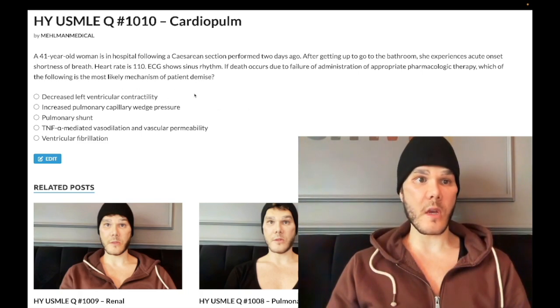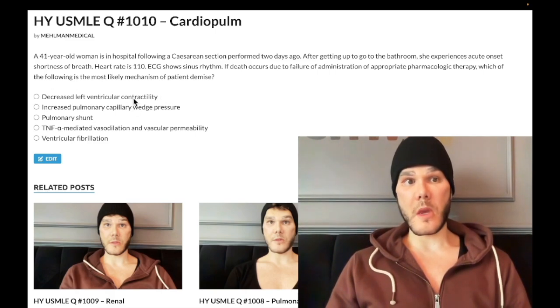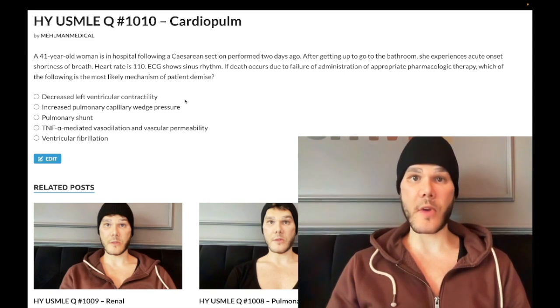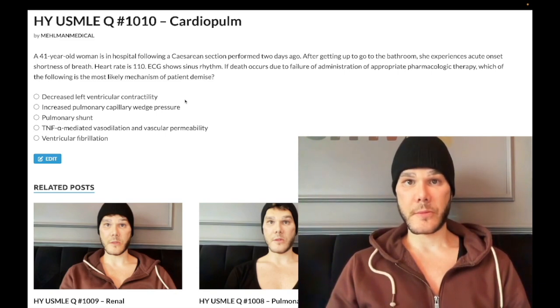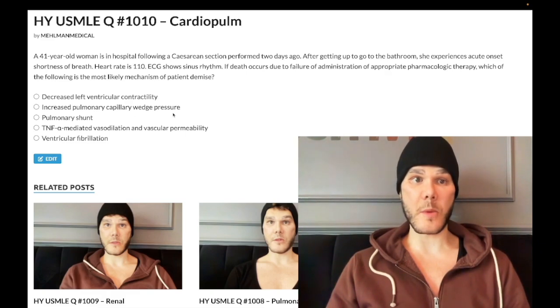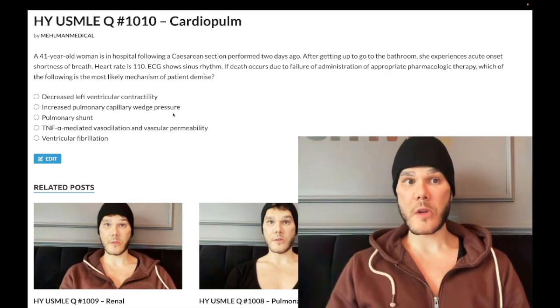Let's just hop through. Choice A, decreased left ventricular contractility. Wrong answer. Clearly, PE has nothing to do with this. This could be myocardial infarction. Wrong answer. Choice B, increased pulmonary capillary wedge pressure. Wrong answer, because PCWP equals left atrial pressure, and in pulmonary embolism, our left heart is normal.